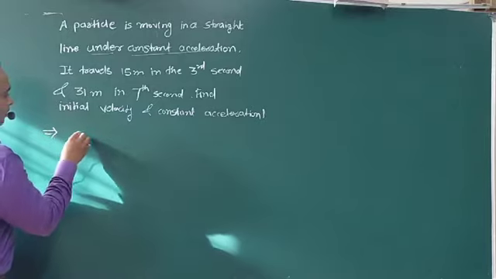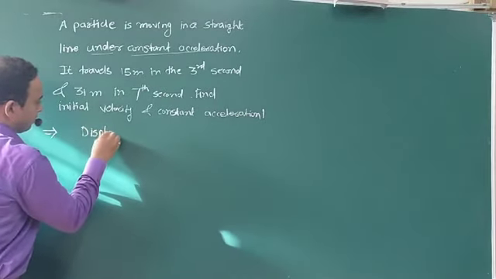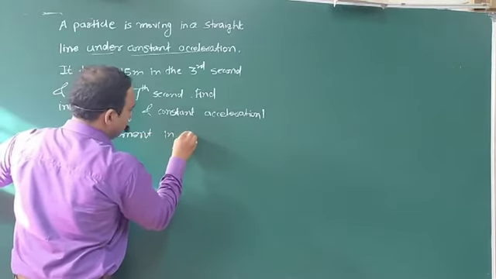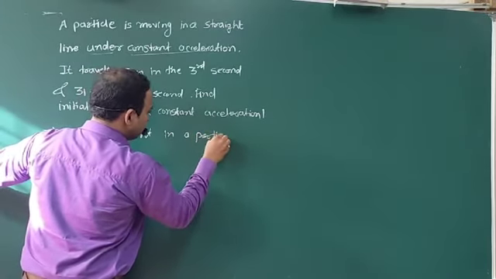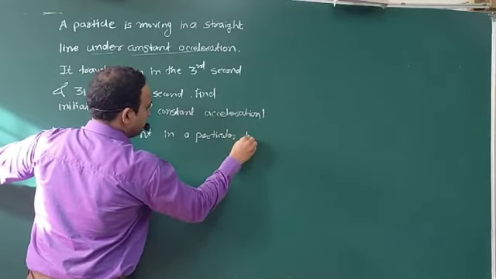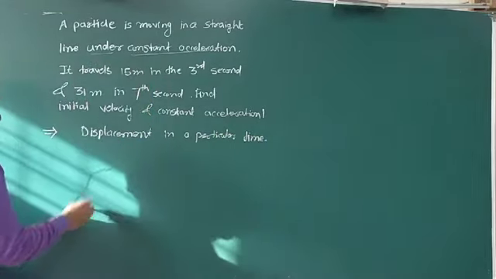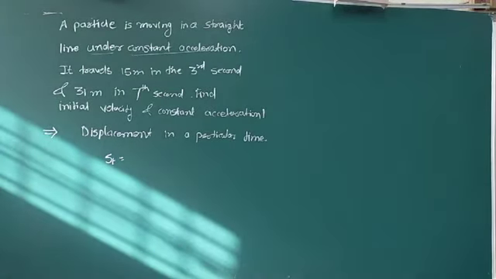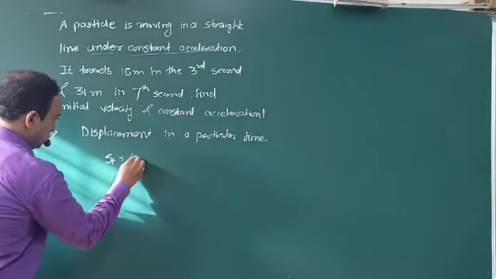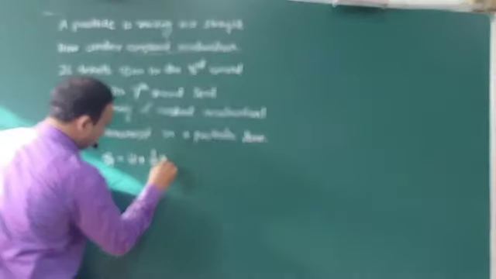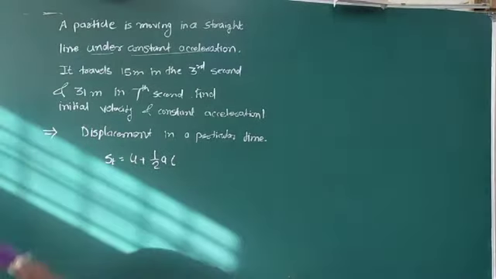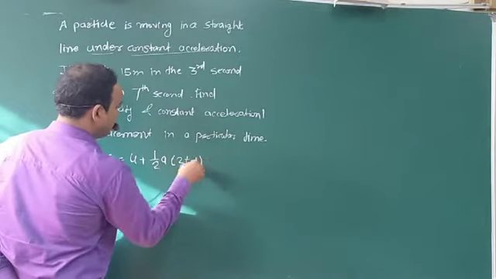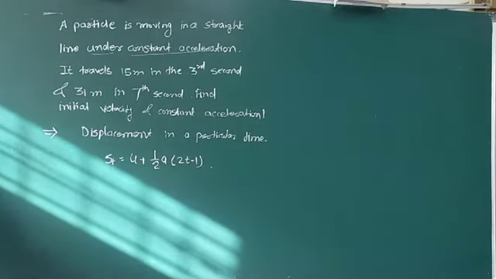So displacement. We know that the equation for the displacement in a particular time, that is S_t, is equal to u plus half a into (2t minus 1). This is the general formula.